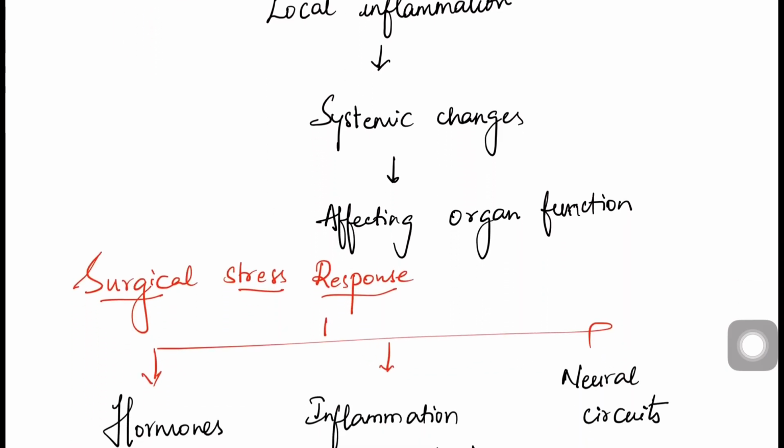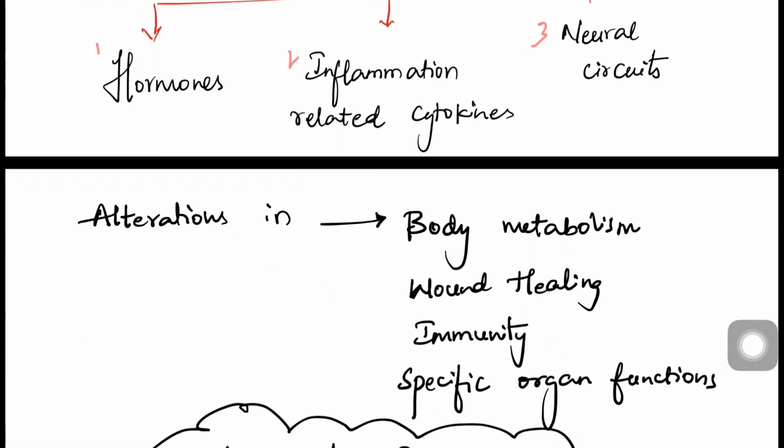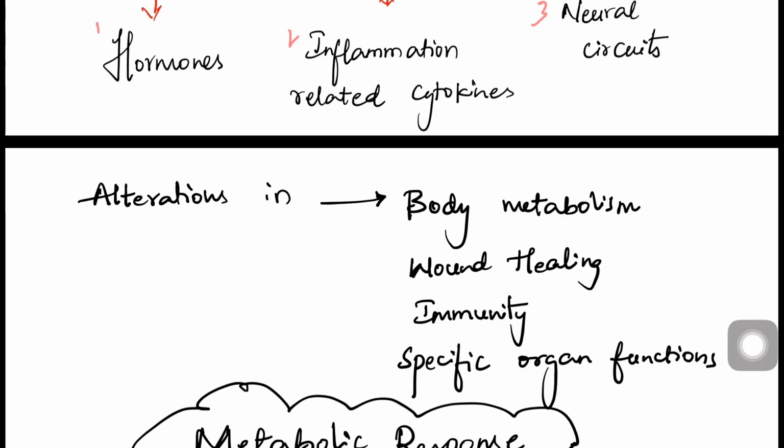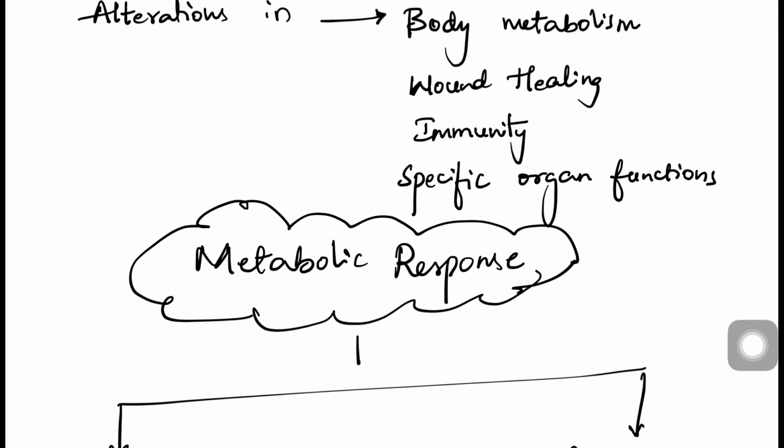There is something called surgical stress response. Whenever there is surgery, stress is responded to in the form of three categories. First one is hormones, second one is inflammation, third one is neural circuits. All these will lead to alterations in body metabolism, wound healing, immunity, as well as specific organ functions.